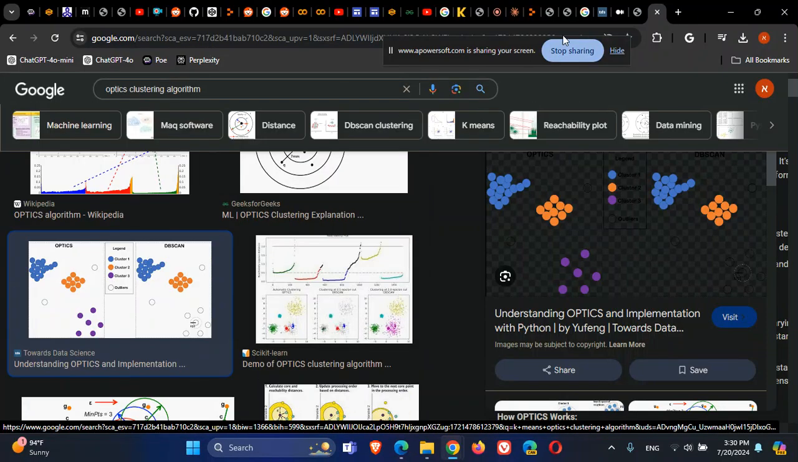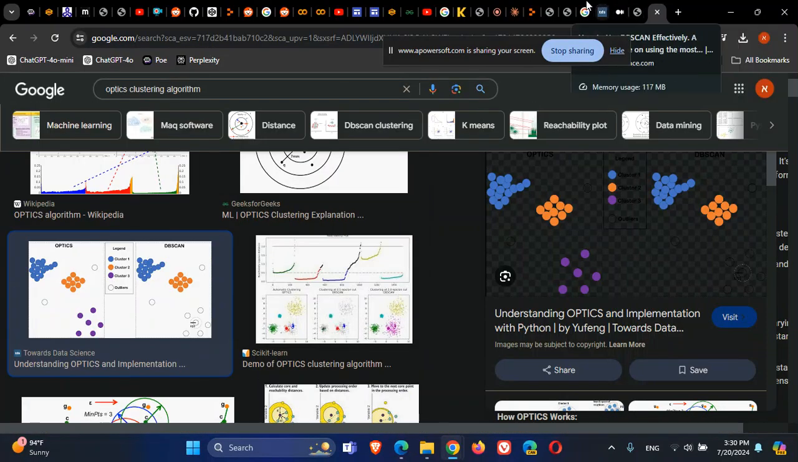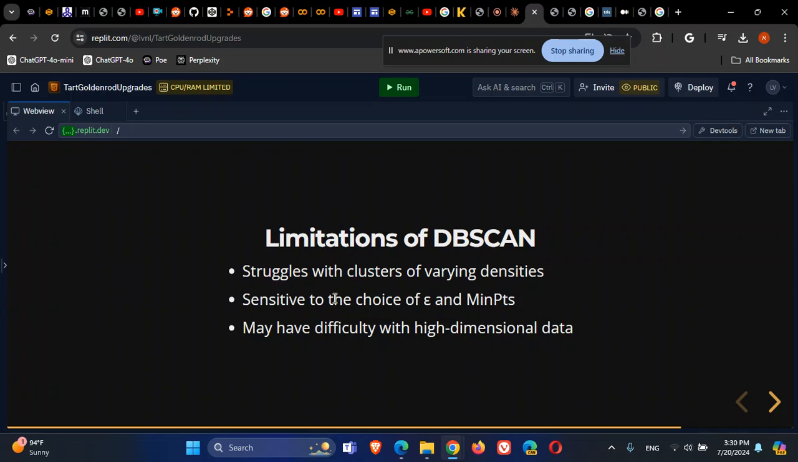So DBSCAN has its own limitations. It is sensitive to the choice of epsilon and min points, as we saw: choosing different epsilons or different min points can give us quite different results. It may also have difficulty with high dimensional data.